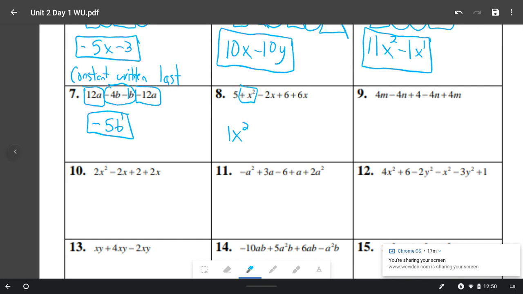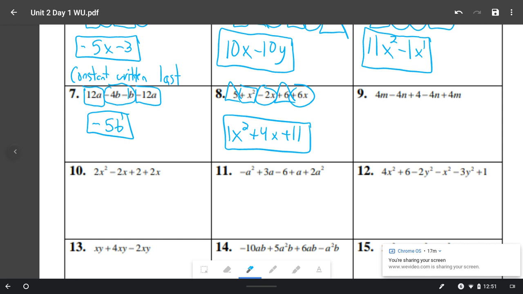We have this negative 2x and this positive 6x. If we combine those, negative 2 plus 6 gives me plus 4x in your calculator. And then we have the constants that are last. So we have this 5 plus 6. That would give us plus 11. And then that is written from biggest exponent to smallest with your constant last. So that's how we want to see it on your tests and quizzes.